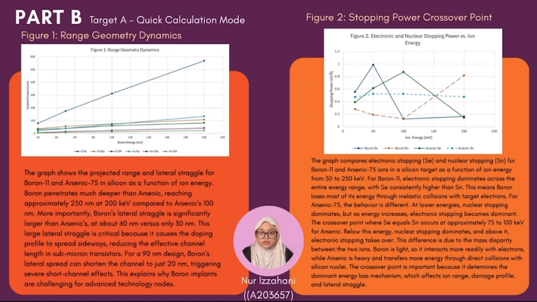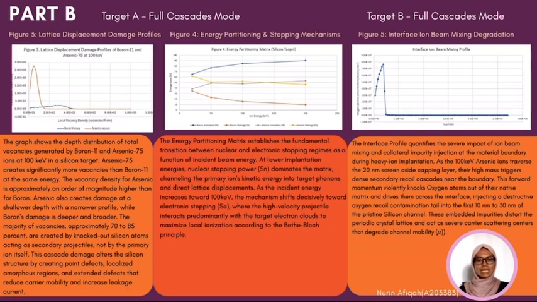This difference is due to the mass. Boron is light, so it interacts more with electrons. Arsenic is heavy, so it transfers more energy through direct collision with silicon nuclei. The crossover point is important because it determines whether the ion creates more lattice damage or more ionization, which affects the device performance.